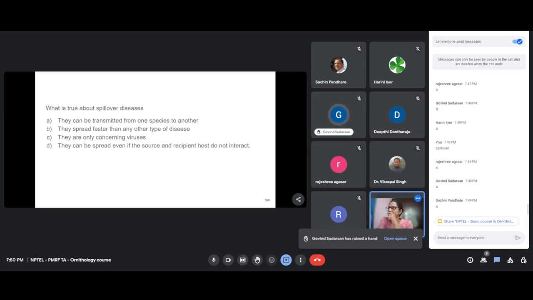Yeah, Govind? Can COVID-19 be considered a spillover disease? Yes, definitely. I'm not going to get into the conspiracy theory or anything of it, but yes, it is believed that it came from animals. It is a zoonotic spillover disease.